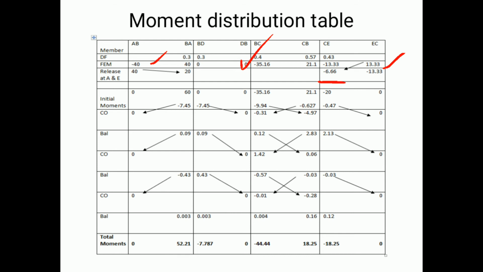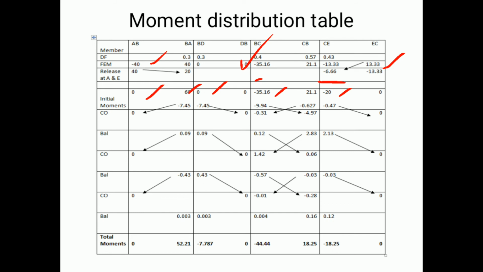So after releasing the moment, the final initial moments, I am supposed to add up. So minus 40 plus 40 will be 0. So 40 plus 20 is 60, and here once again it is 0. Again here is also 0. So minus 35.16, 21.1 and minus 20, and this is 0. So these are the initial moments I have got.